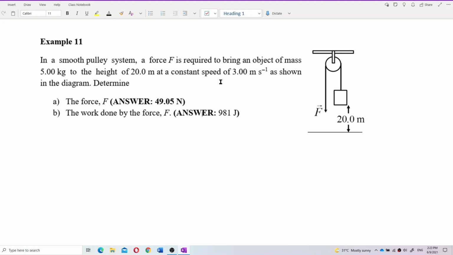Okay, now in a smooth pulley system, a force F is required to bring an object of mass 5 kg to a height of 20 meters at a constant speed of 3 meters per second as shown in this diagram. Determine the force F and the work done by the force F. Okay, good.